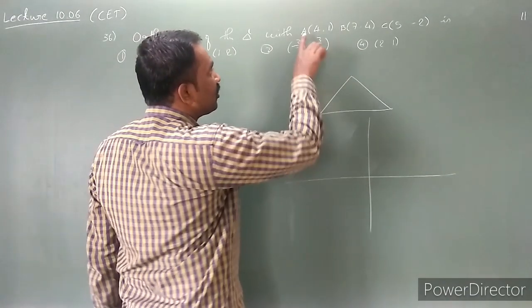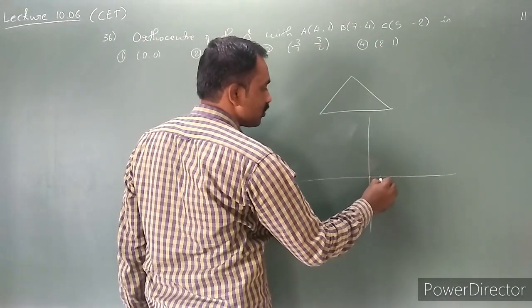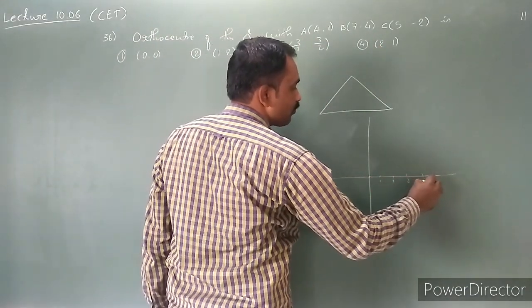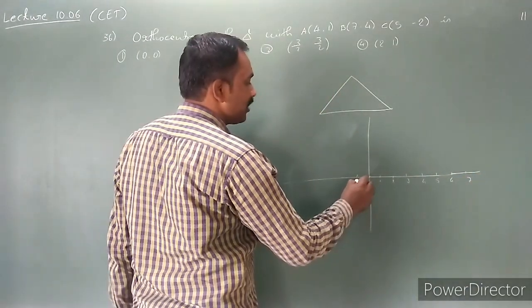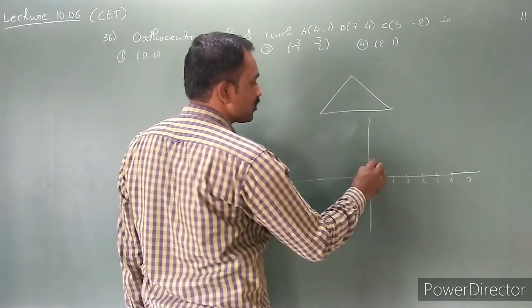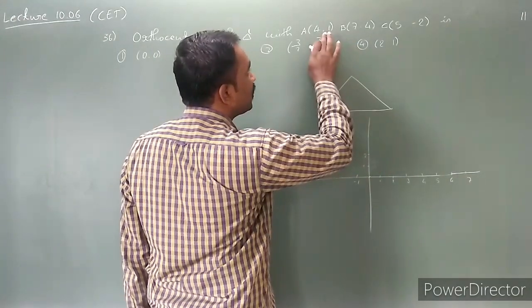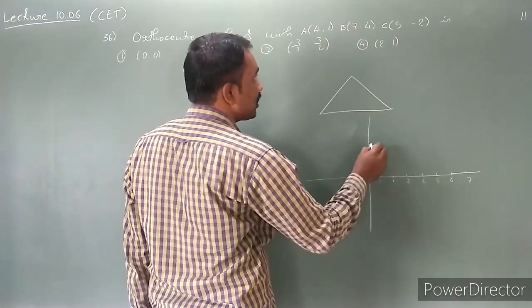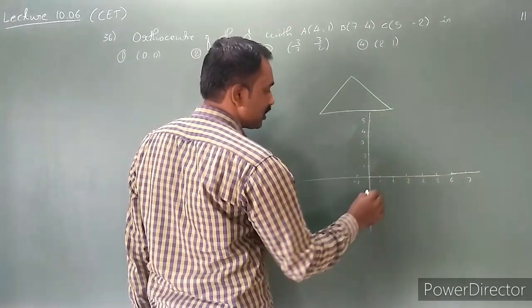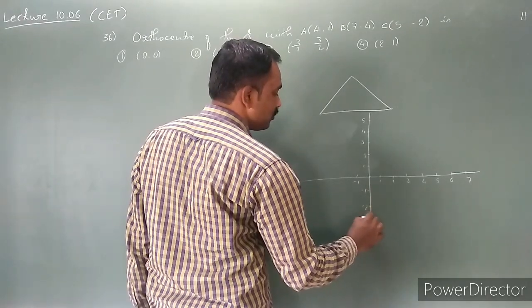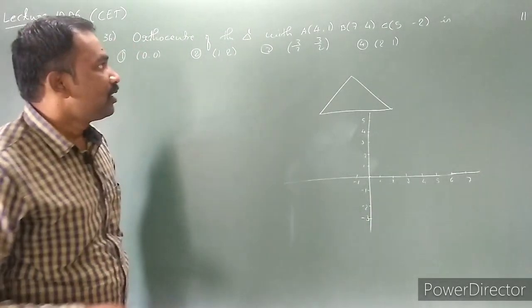On the x axis, 7 is the maximum x coordinate. So 1, 2, 3, 4, 5, 6, and 7. On the negative side, -1, there is no point. For the y coordinate, the maximum value is 4, so 1, 2, 3, 4, and on the negative side -1, -2, -3. That's all. Now check it.